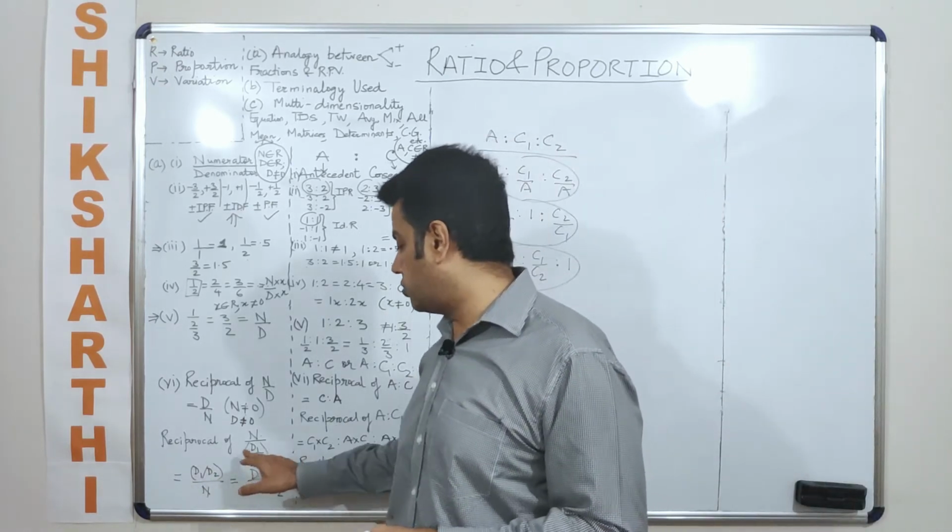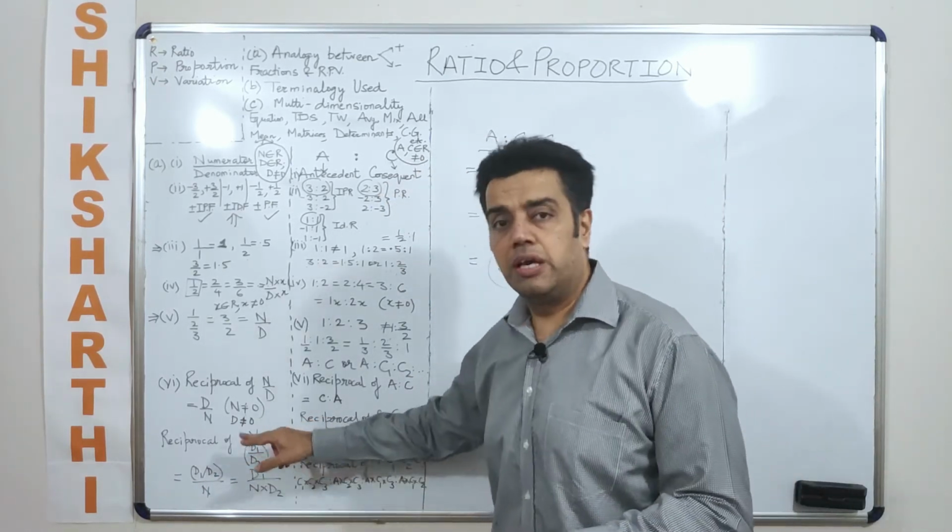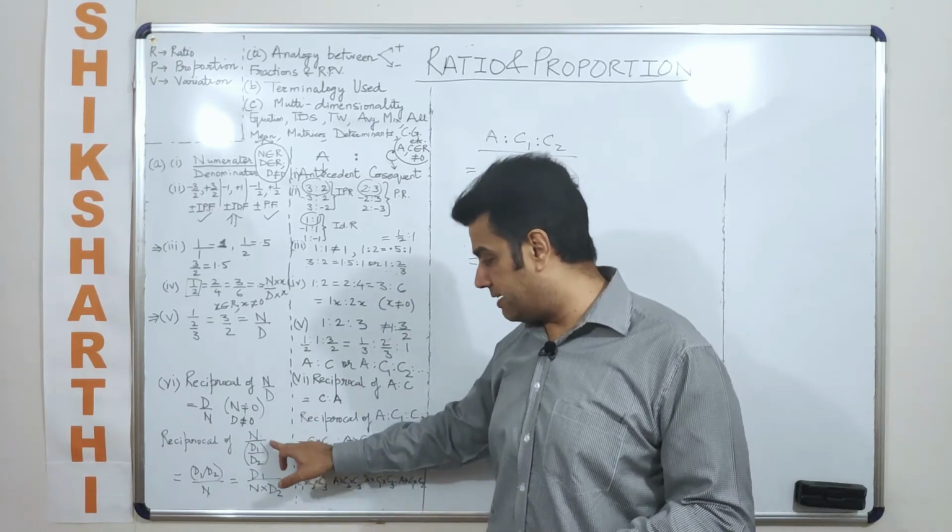Similarly, when I am talking about the reciprocal of this fraction, which is a compounded fraction. Why do I call it a compounded fraction? Because I have more than 2 terms.